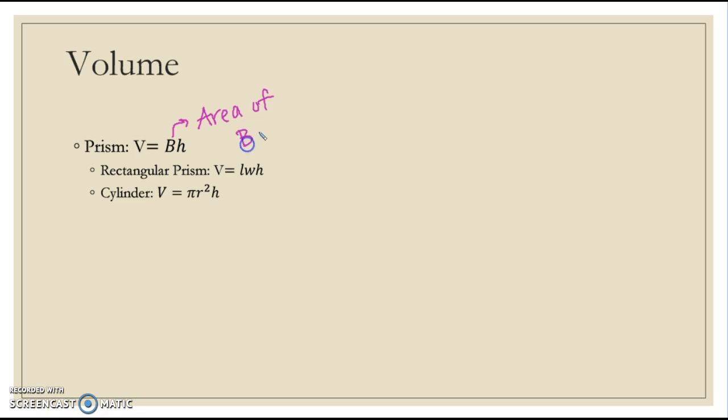You can have a triangular prism, you can have a rectangular prism, you can have a trapezoidal prism, you can have all different kinds of bases. Alright, so it's whatever the area of that base is times the height of your prism. So for example, if we were using a triangular prism, this triangle is my base. To find the area of this base, I would have to do my area formula 1/2 base times height. So find this and then multiply it by the height of the actual prism.